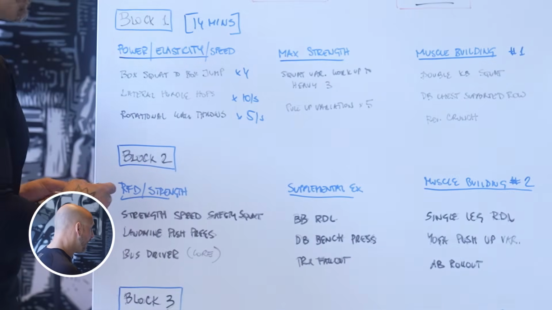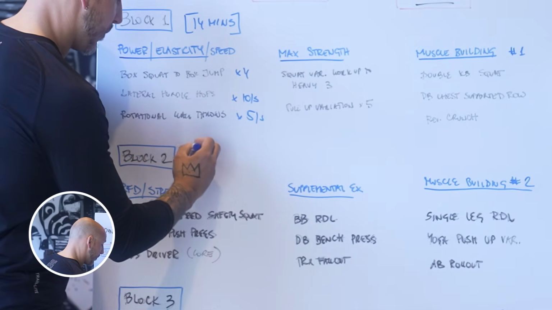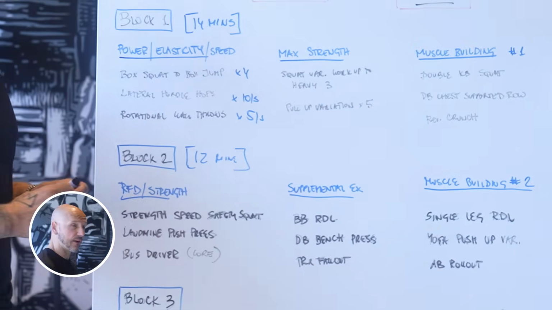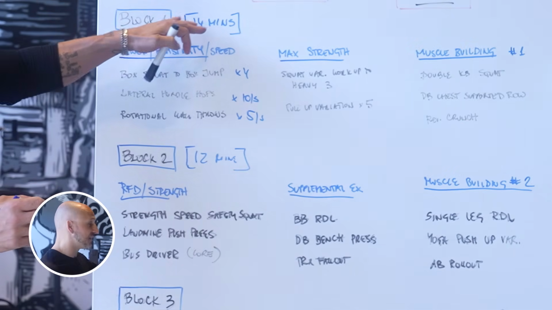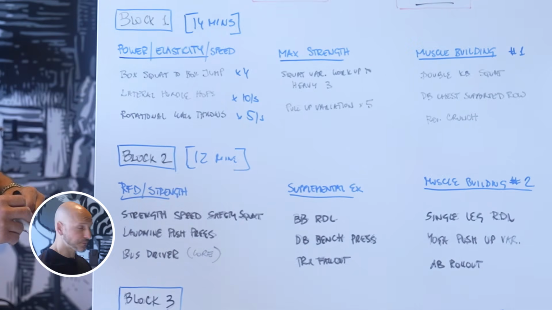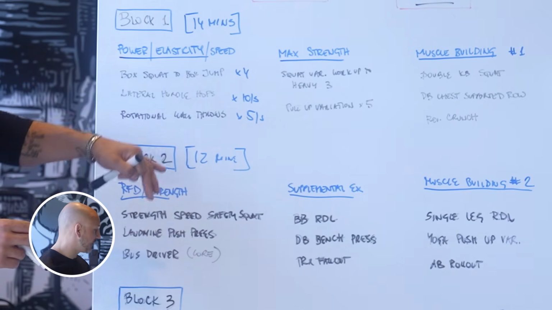Okay. Then we go to block 2. Again, this is going to be around 12 minutes. And you can, again, flip-flop them. By the way, if I realize that this is too long because people are trying to get too many sets in, I shorten it up. But we did fine with 14 minutes.